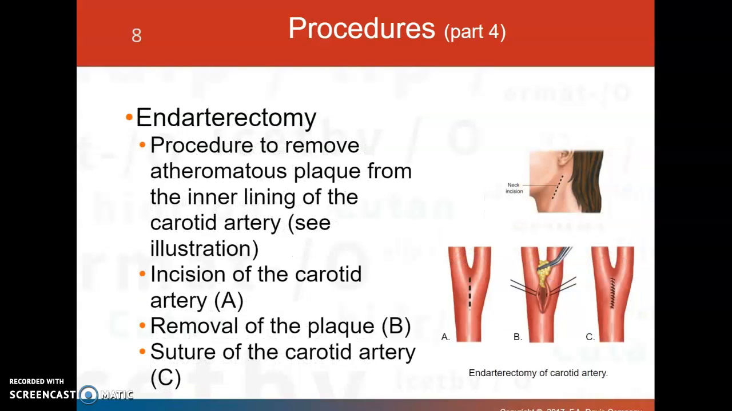So if they happen to find that your carotid artery is blocked, this is the procedure that they do. It's called an endarterectomy. It's a procedure to remove atheromatous plaque from the inner liner of the carotid artery. So you can see in that first picture, they're just making an incision right there in the carotid artery. They take out the plaque and suture the carotid artery back together. So in that case, they're just opening it up, removing the plaque, and closing it back.